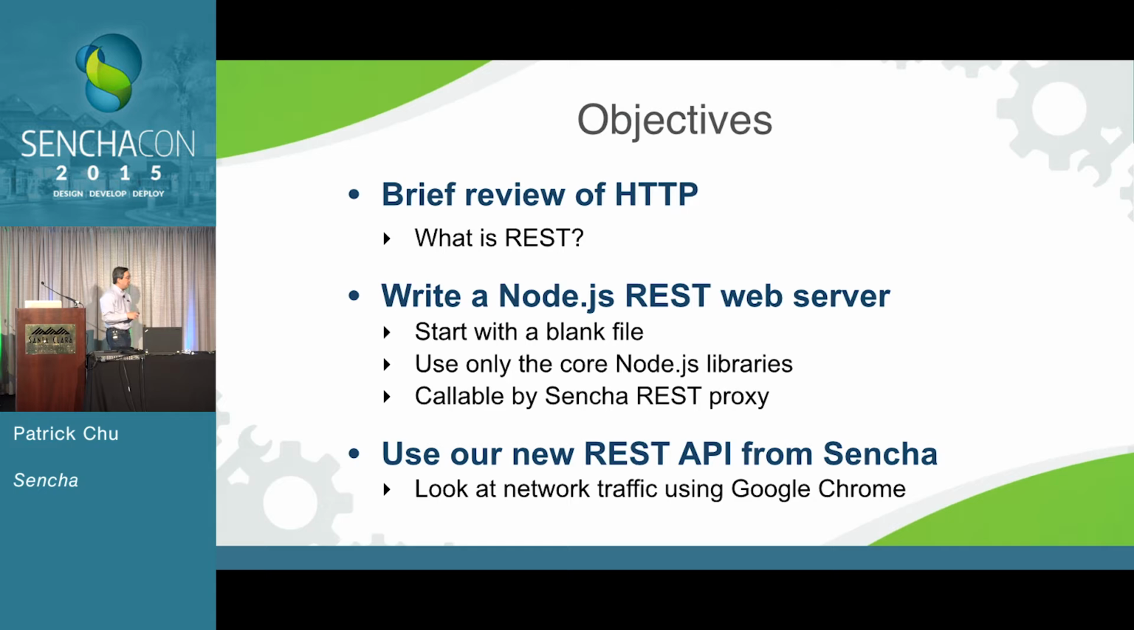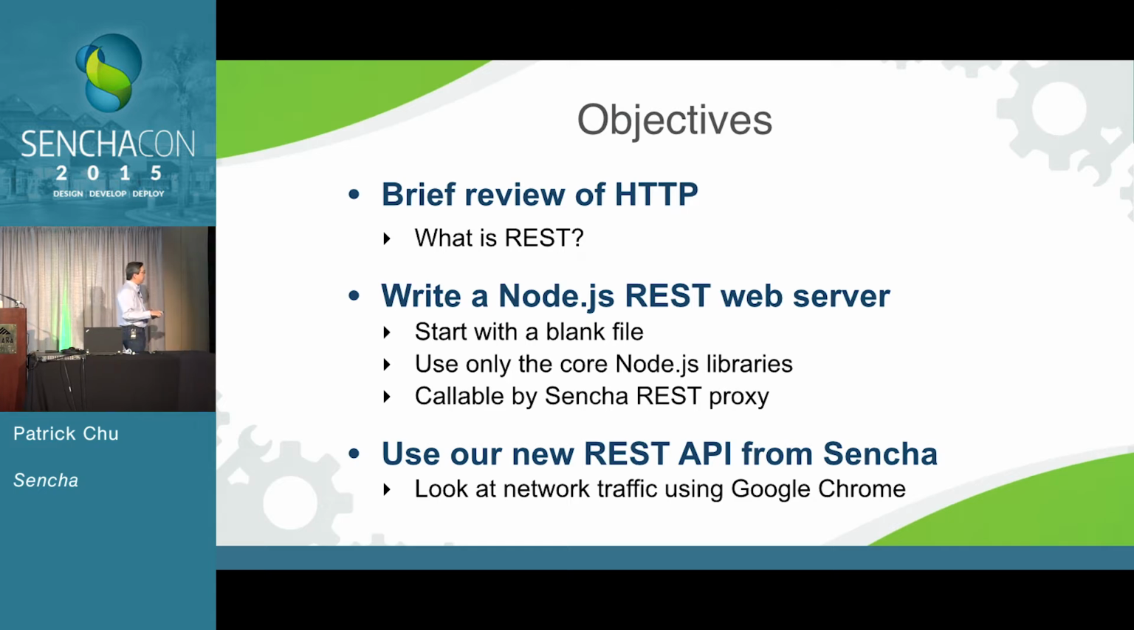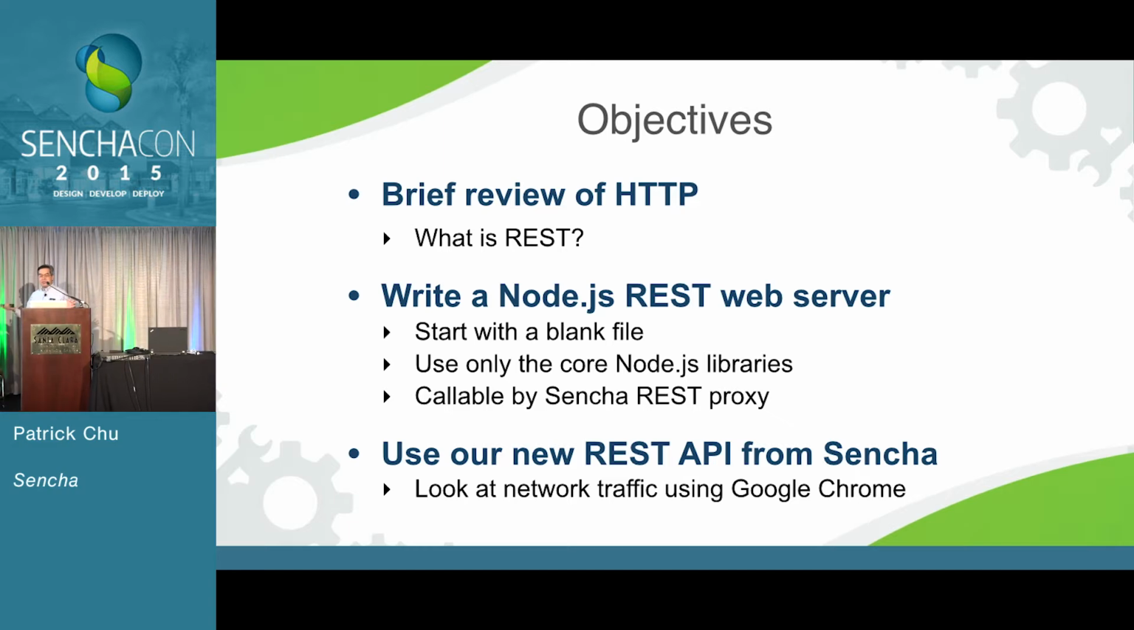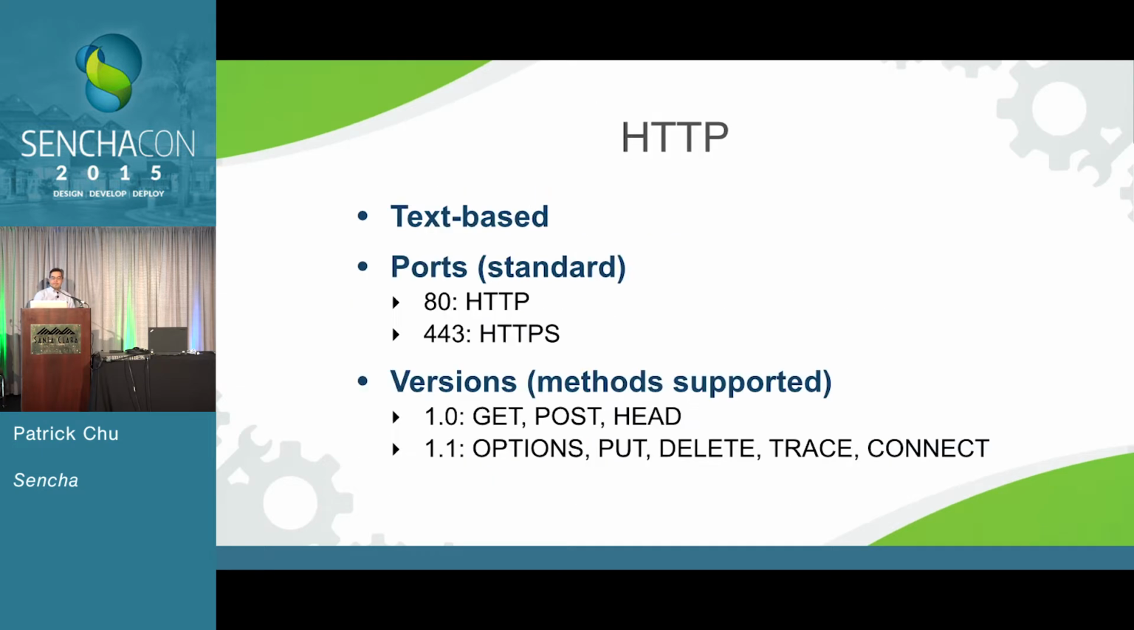So we're going to go into HTTP, very low level. We're going to write a REST server, and then we're going to call the REST API from a very simple Sencha front end. Any questions at this point? We haven't really covered anything. All right, cool.